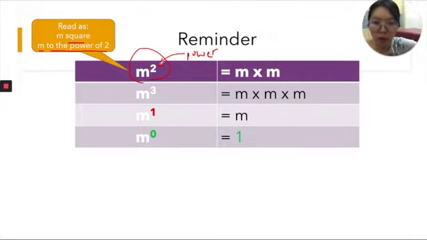So this is m square, also read as m to the power of 2. This is what we call m cubed, also read as m to the power of 3. Now, how about m to the power of 1? M to the power of 1 is also m, times 1 time only. How about m to the power of 0? Any number or any variable to the power of 0 equals 1. Keep this in mind.